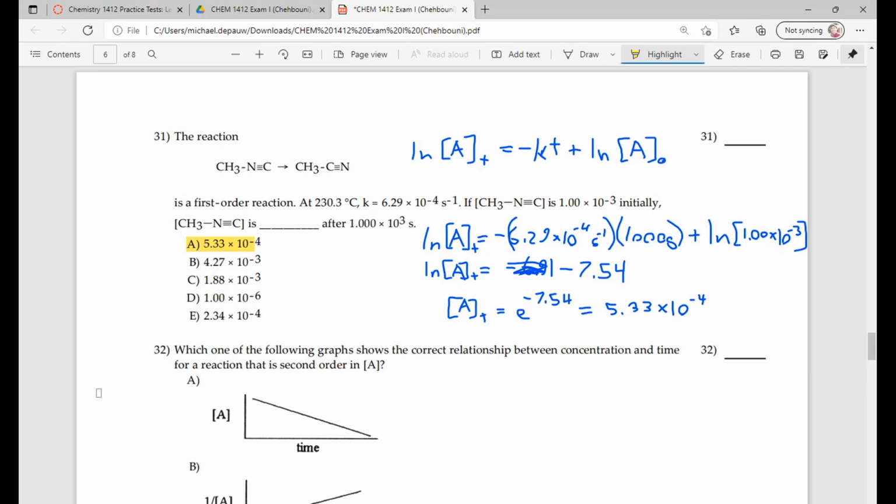With first order reactions and second order reactions, as the reaction proceeds, it actually goes down, right? It slows down. So the less reactant there is, the slower it reacts. So it probably wouldn't drop all the way down to 1 times 10 to the negative 6. So you'd be left with two answers, 2.34 times 10 to the negative 4th, or 5.33 times 10 to the negative 4th, and at least then you have a 50-50 shot.